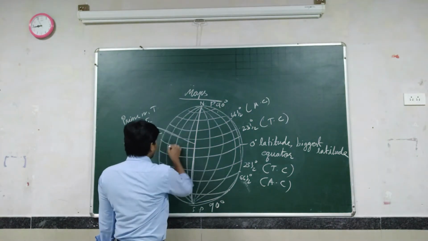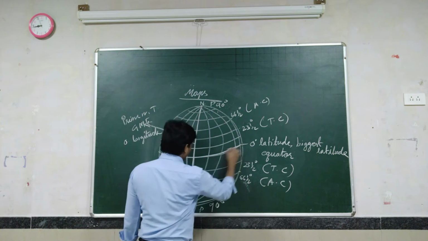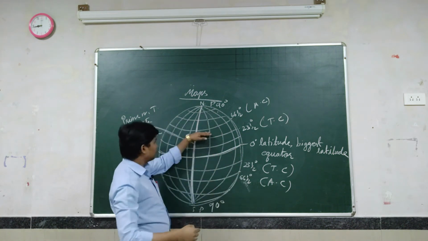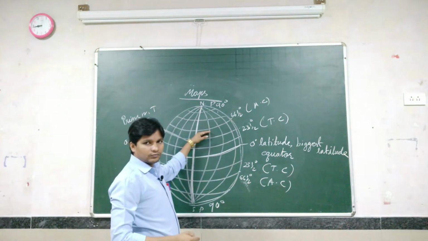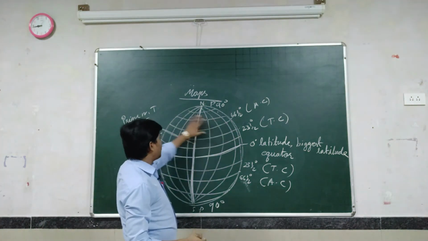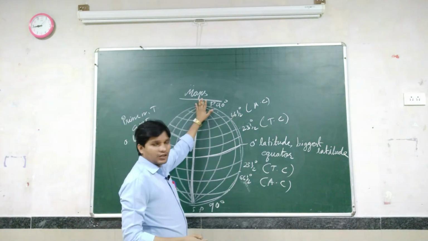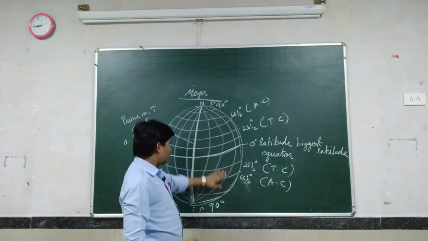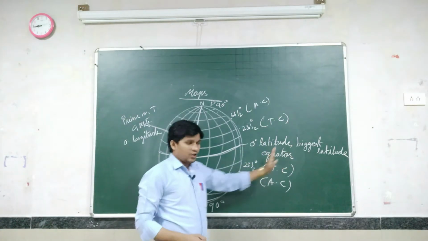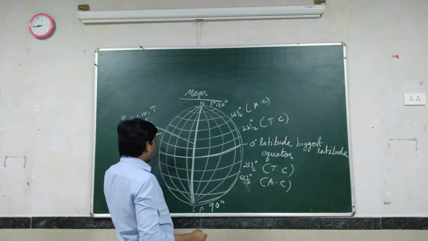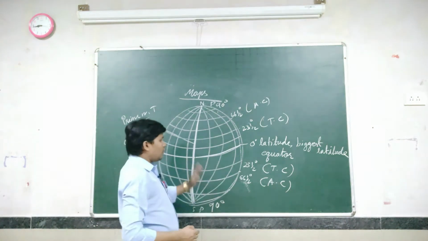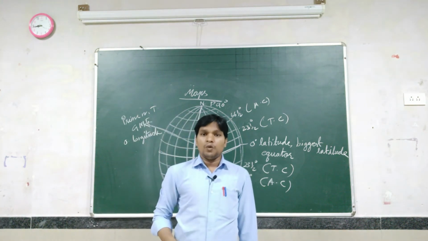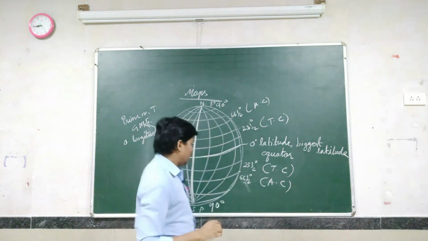Just like you can say it is dividing like this, it is dividing like this. This whole part is the northern hemisphere, this whole part is the southern hemisphere. The same way, this whole part is the eastern hemisphere, and this whole part is the western hemisphere. So in this way the earth is divided into 4 parts, 4 hemispheres.